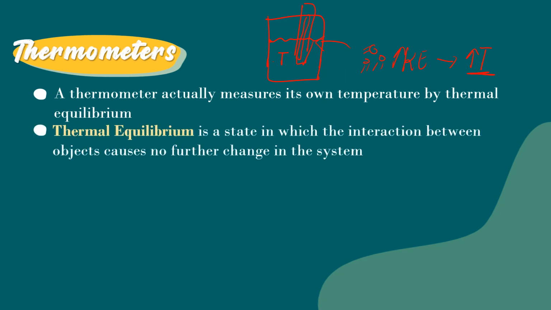What happened there is actually thermal equilibrium. It is the state in which the interaction between the objects causes no further change in the system. That's why when you submerge a thermometer into a liquid, or put it in contact with another object that has a certain temperature, you don't immediately get the reading. You have to wait for a few minutes until the reading stabilizes, because you are waiting for the thermal equilibrium.